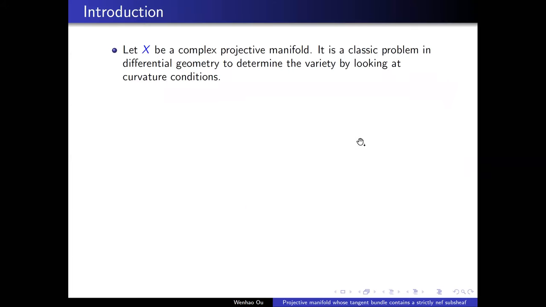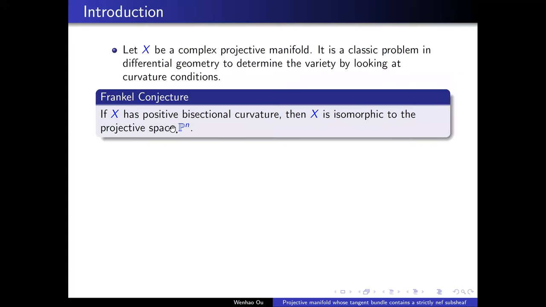So first, let's introduce the background of the problem. We consider X a complex projective manifold. Then it is a classic problem in differential geometry to determine the variety by looking at curvature conditions. One of the most famous conjectures in this area is the Frankel conjecture. It says that if X has positive bisectional curvature, then X is isomorphic to the projective space.